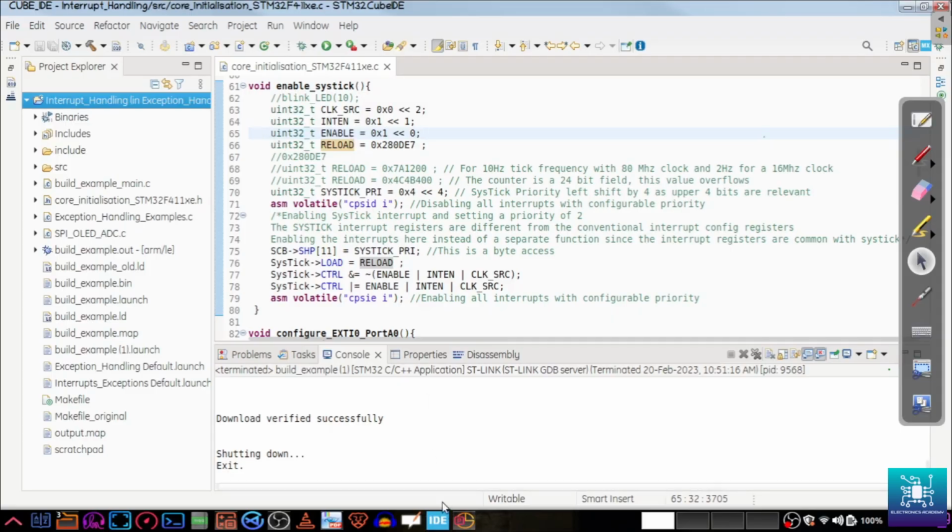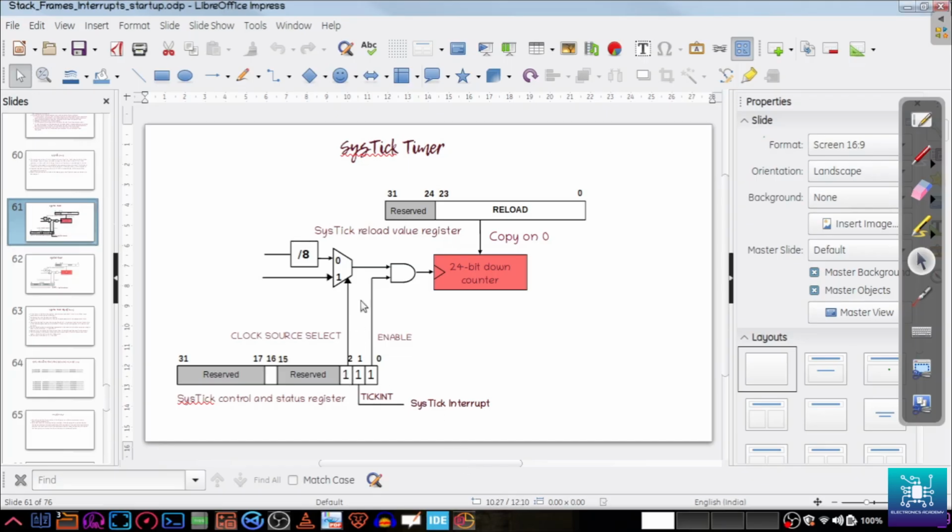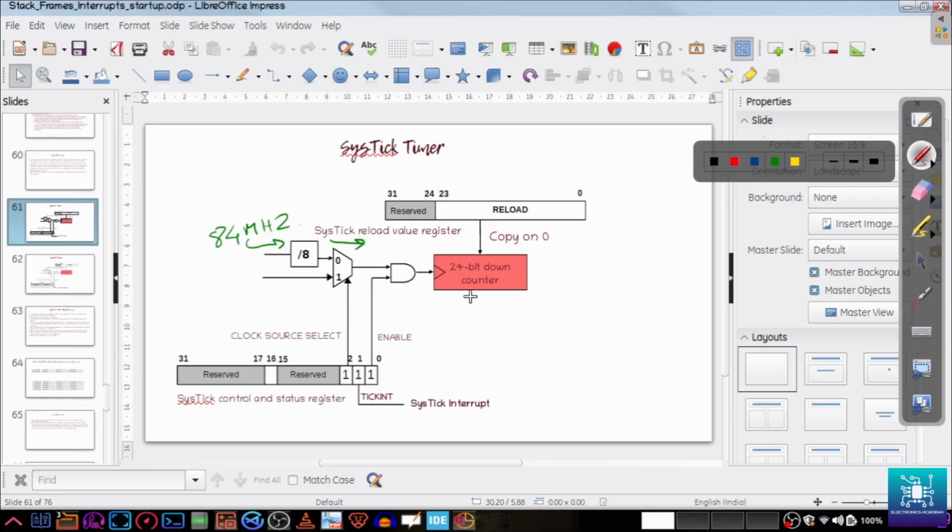Now if you see here, this is the clock source bit for the Systick control and status register. So here if you choose a 0, it is a default, by default the value is 0. So if you choose a 0, it's the actual AHB bus that is connected to this side, so whatever the bus clock frequency is gets divided by 8. In our case, since it's 84 megahertz, that clock gets divided by 8 and is fed into the down counter.